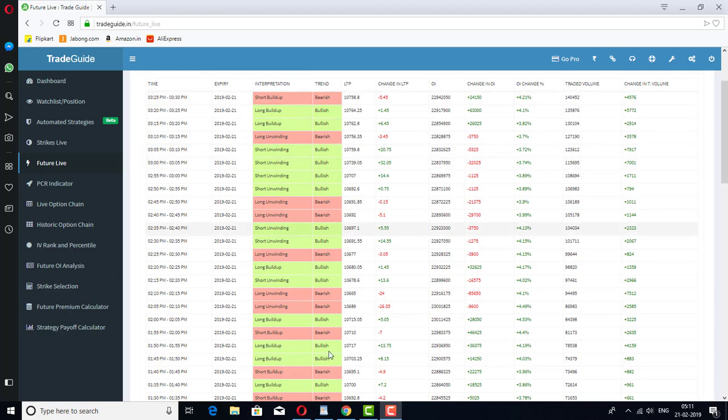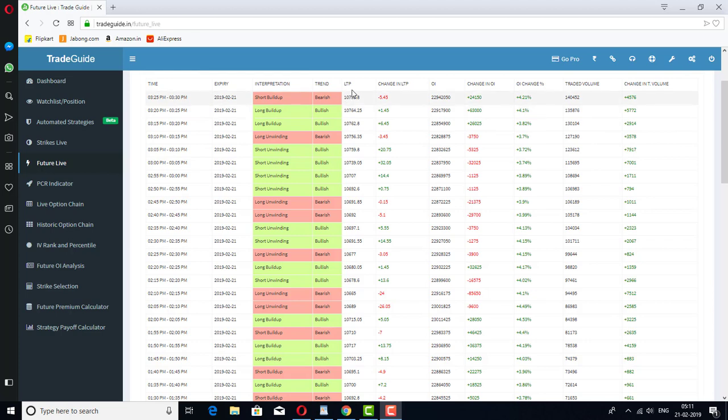Okay, after that you have the trend formation. So by using long unwinding, short unwinding, long build up and short build up, you can easily find out what type of trend the participants in the market are creating, and you can categorize it in the trend column. Either it can be bearish or it can be bullish.